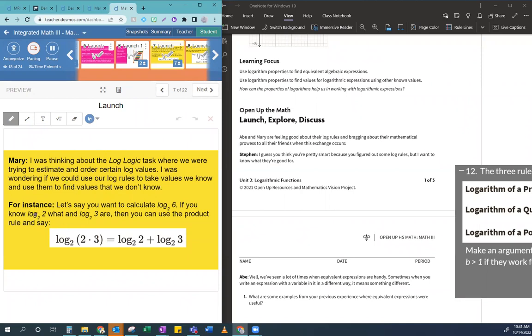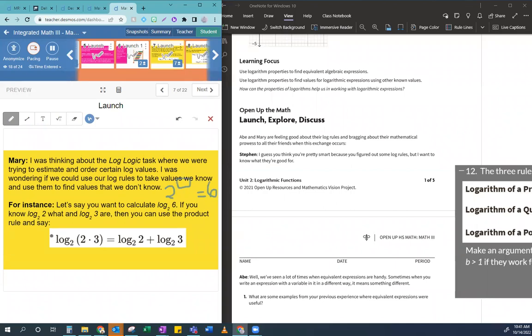Okay. So for instance, let's say you want to calculate log base 2 of 6. Now think about log base 2 of 6. I don't know log base 2 of 6 because I don't know 2 to the what. This is asking me 2 to the what gives me 6. Now, I don't know about you, I don't know that off the top of my head. I know it's bigger than 2 and smaller than 3, but I don't know exactly what it is, right?